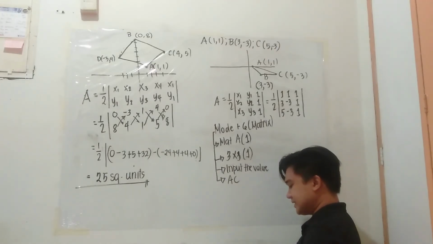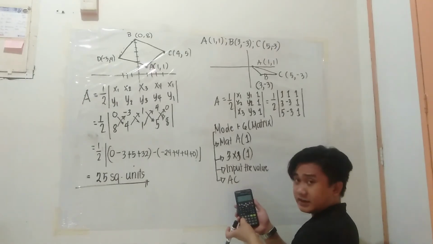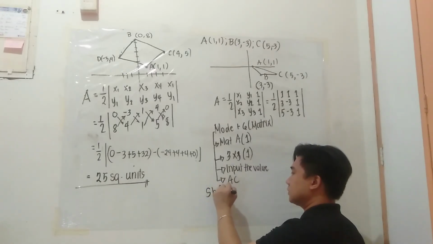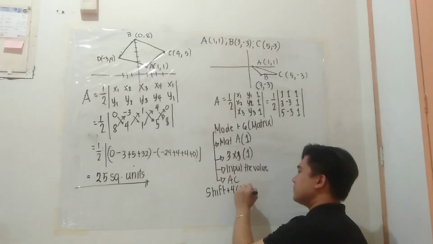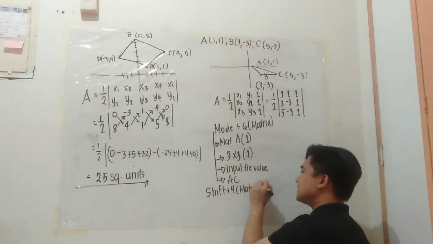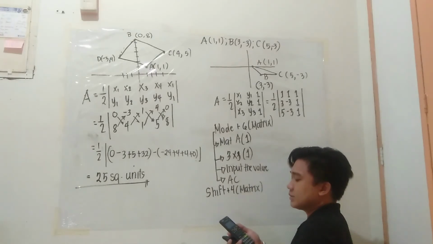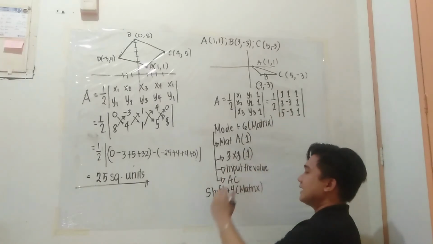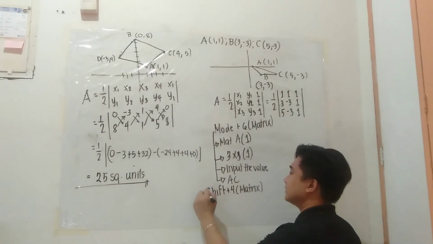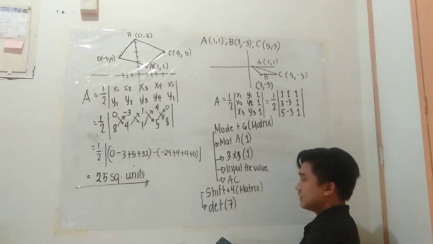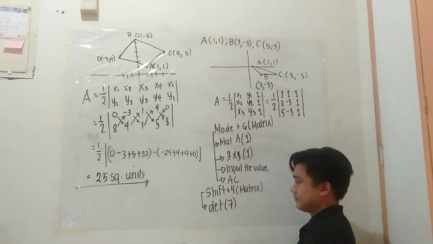Pag na-press po yung AC, kita sa taas ng 4 yung matrix, so shift 4. Ang ibig sabihin po kasi ng shift 4, kapag nasa matrix ka, ano yung mga option kapag nasa matrix mode? So, ang kailangan natin ay determinant, so that is 7. So, kailangan mo yung determinant. So, mode 7 po yun. Okay? So, sorry. Shift 4, then 7.